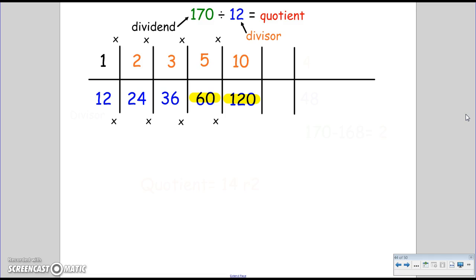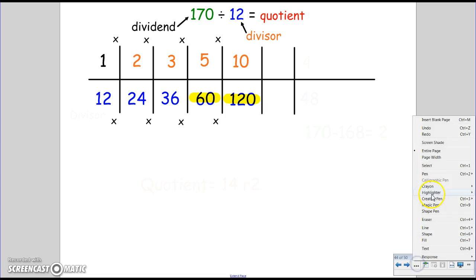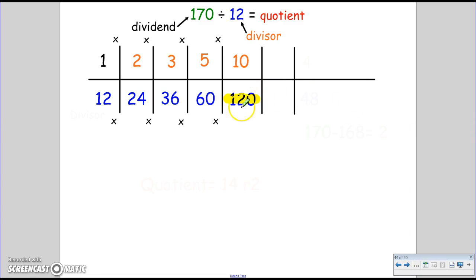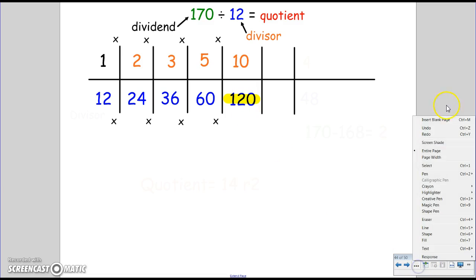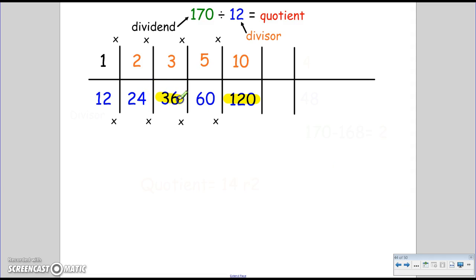Think about it. Too much? Too little? 180 is more than 170, so I need to take a step back. Well, I know 120 is definitely going to be helpful. There must be something else that can get me closer without going over. Take a look. What if we decide to highlight 120 and 36? If I were to combine 120 with 36 using addition, we're going to receive an answer of 156.